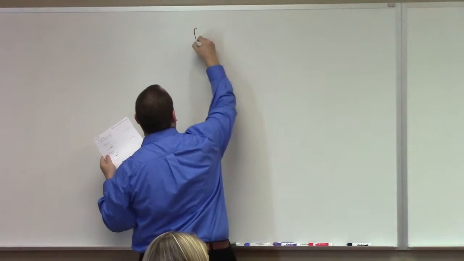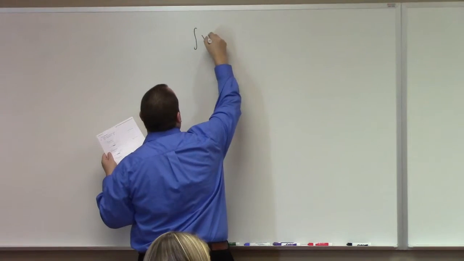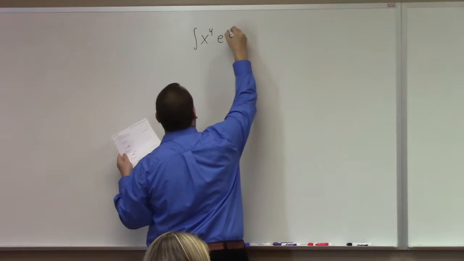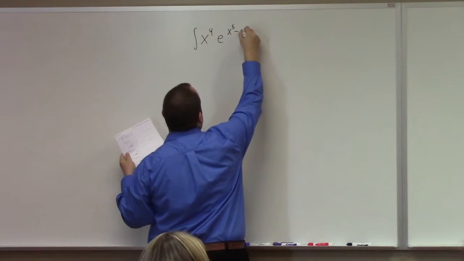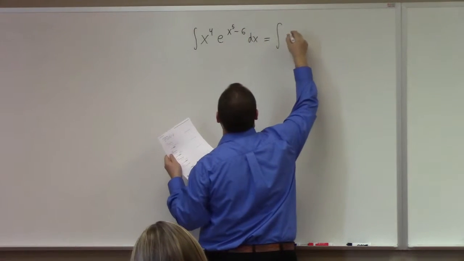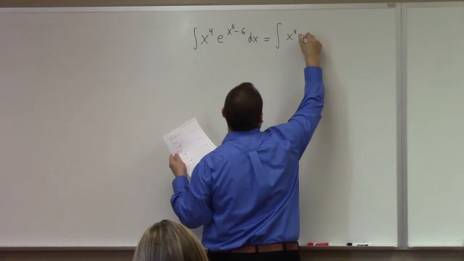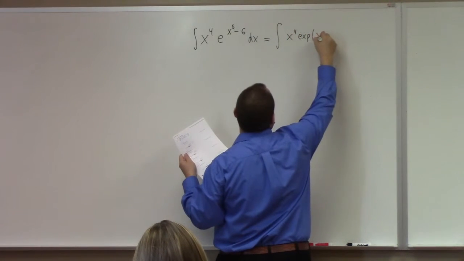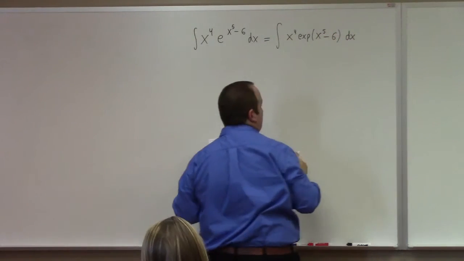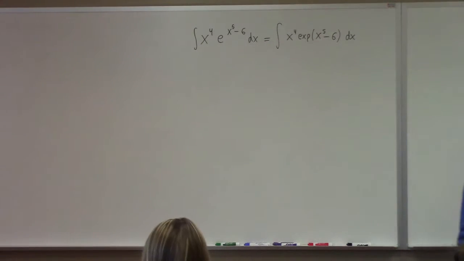We're asked to integrate x to the fourth times the exponential of x to the fifth minus 6 dx. Now, sometimes I like to use the following notation for this instead: x to the fourth times exp of (x to the fifth minus 6). I like this notation sometimes better because I can clearly see what the argument of the exponential is, and I'm not confused by superscript versus not superscript notation. So is this the one we're talking about?